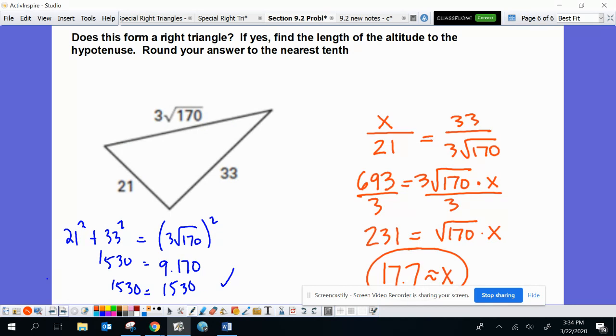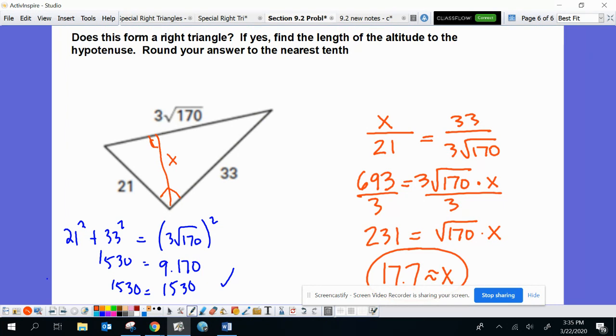Number 6, again, a squared plus b squared does equal c squared. So there's my right angle. I draw the height right there. And there, we're looking for x. And in this case, I did, again, in the little triangle, long leg x over hypotenuse 21 compared to the big triangle, long leg of 31, hypotenuse 3 roots of 170.